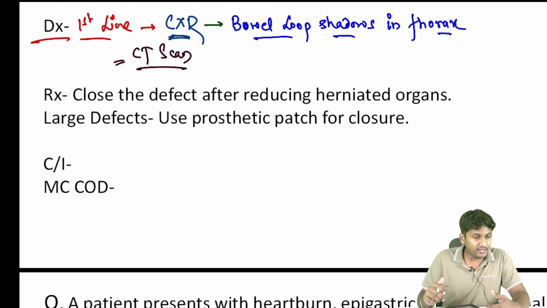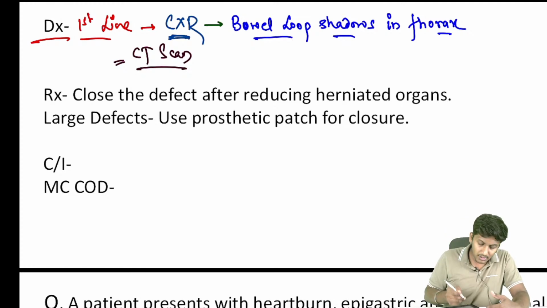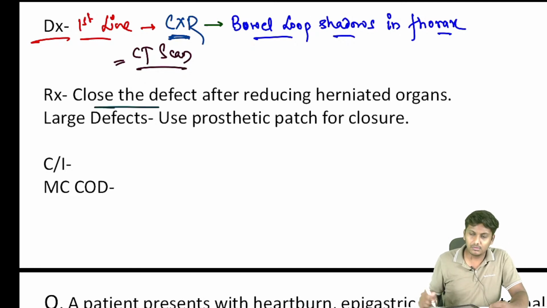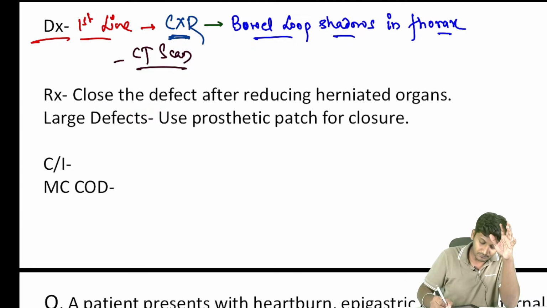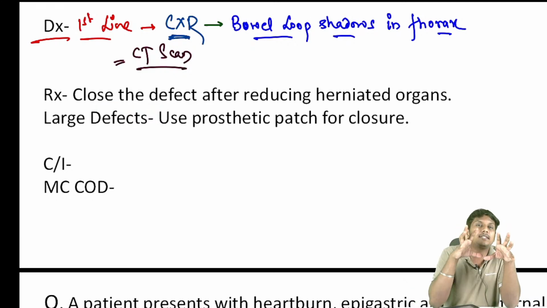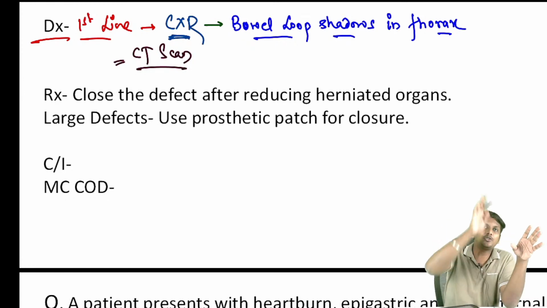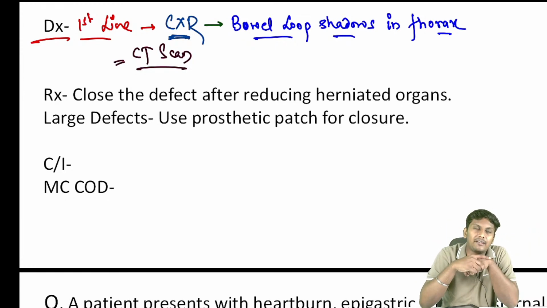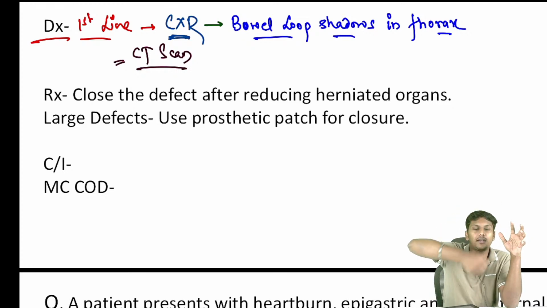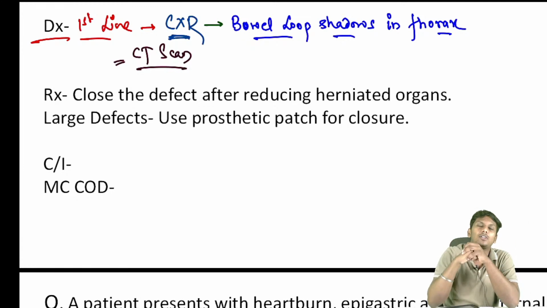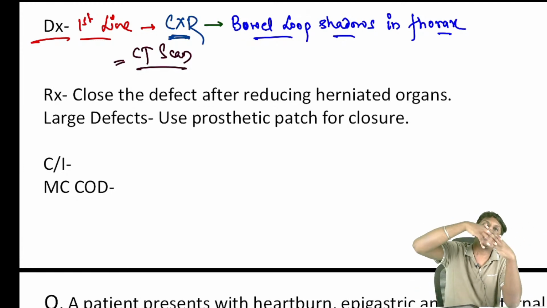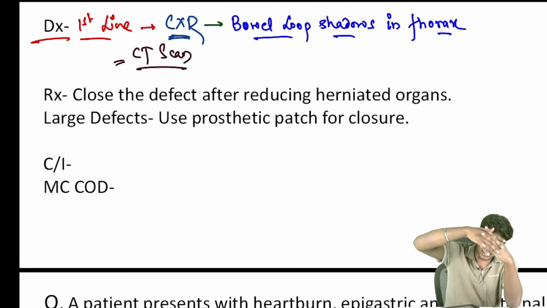Next important is definitely, if I talk about the treatment, what should be done? For this condition, I have to reduce the herniated organs and close the defect. First important, मैं क्या करूंगा इस कंडीशन में? जितने भी organs thoracic cavity में, I'm going to push them down back into the abdominal cavity. Once I bring all these organs back into the abdominal cavity, बच्चे, then I'm going to close the defect definitely. Then मैं इस defect को close कर दूंगा.